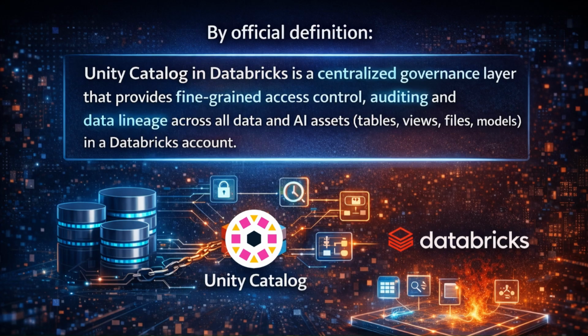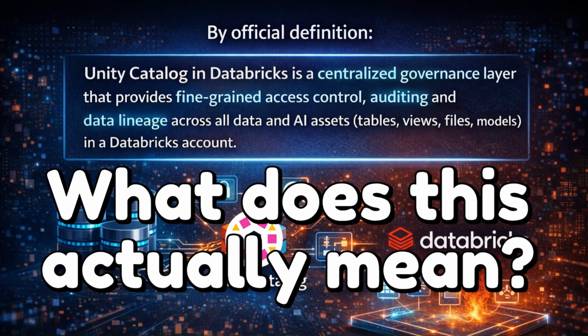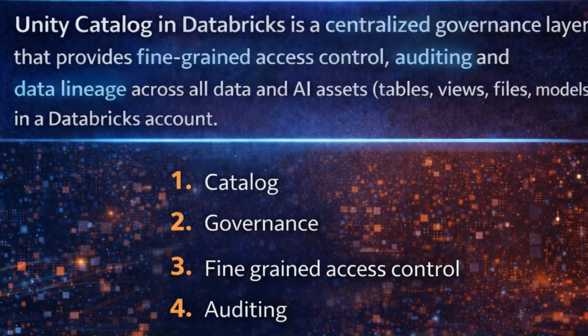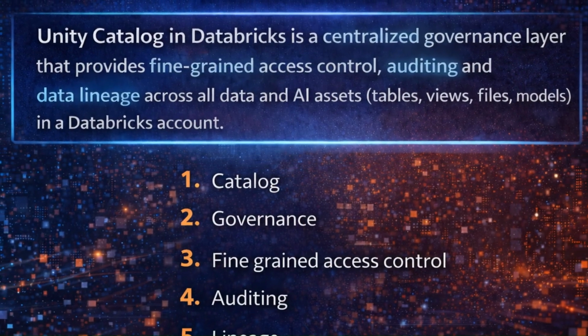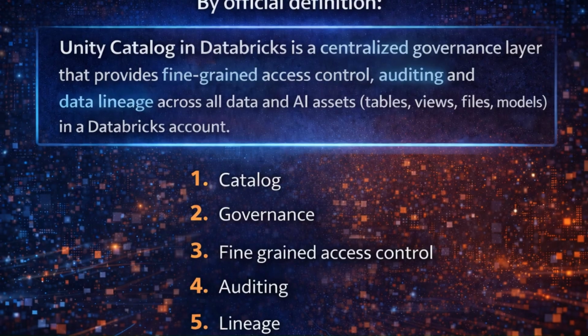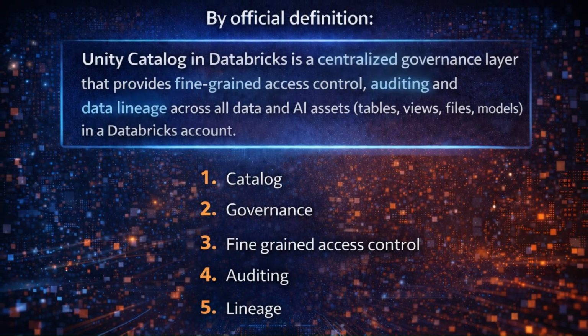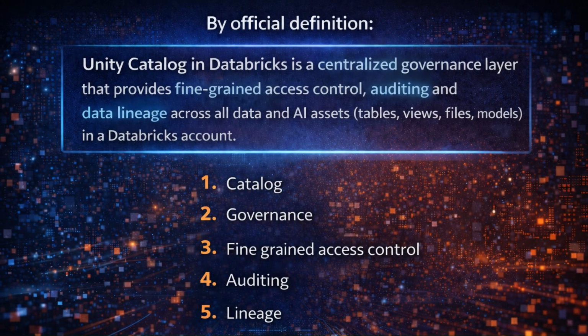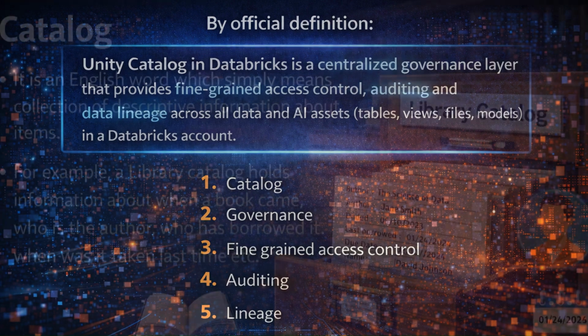Now, by official definition, Unity Catalog in Databricks is a centralized governance layer that provides fine-grained access control, auditing, and data lineage across all the data and AI assets (table, view, file, model) in the Databricks account. But what does this actually mean? This definition broadly has 5 things: catalog, governance, fine-grained access control, auditing, and lineage. And in order to understand Unity Catalog, we need to understand these 5 things to get a complete and in-depth understanding.